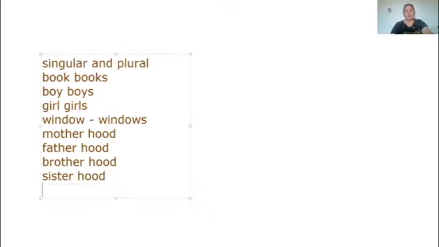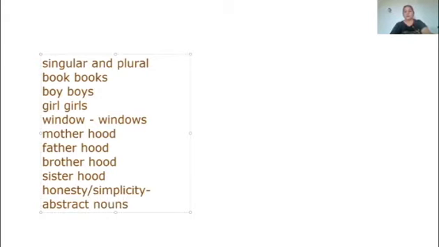For example, honesty. There's a word called honesty, simplicity. These words are also abstract nouns because you cannot measure abstract nouns. All right? You can only feel. For example, pass, fail, success. All these words you can only feel. Therefore, it is an abstract noun. There are many more abstract nouns. Abstract nouns play a very important role.